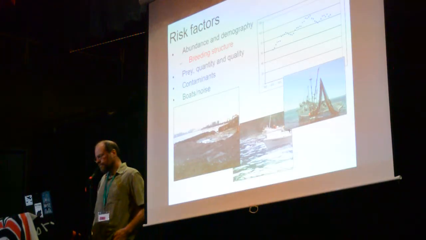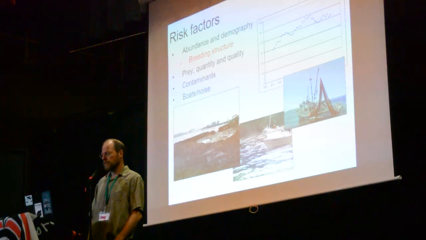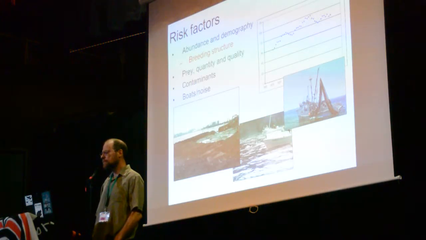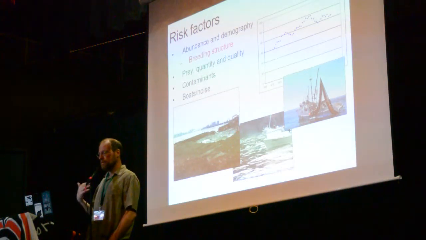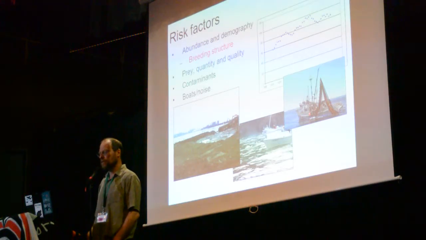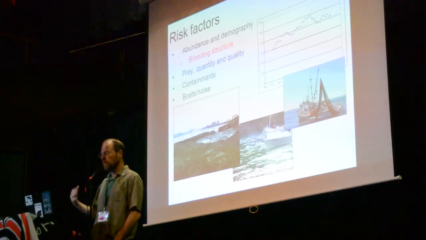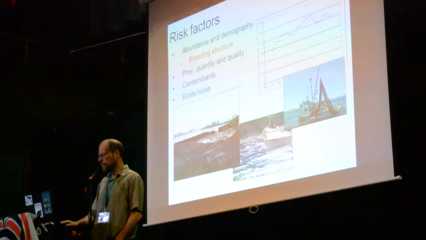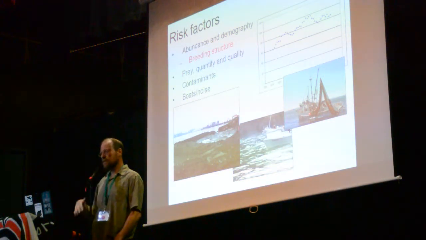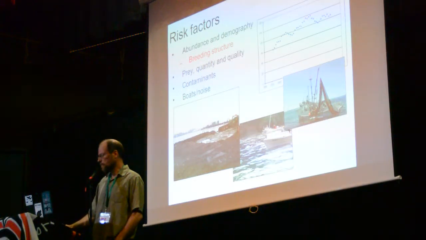So as Susan mentioned, the southern resident killer whales were listed as endangered under the Endangered Species Act in 2005. The main risk factors that cause them to be at risk are, one, simply a lack of population growth and a small population size. So their demography is such that they are at risk from just small population size effects. And then potentially lack of prey quantity and quality, contaminants, and disturbance from boats and noise. So our research program at the Northwest Fisheries Science Center focuses on all of these. Today I'm really only going to be talking about the breeding structure of the population, and that's relevant to this risk associated with abundance and demography.